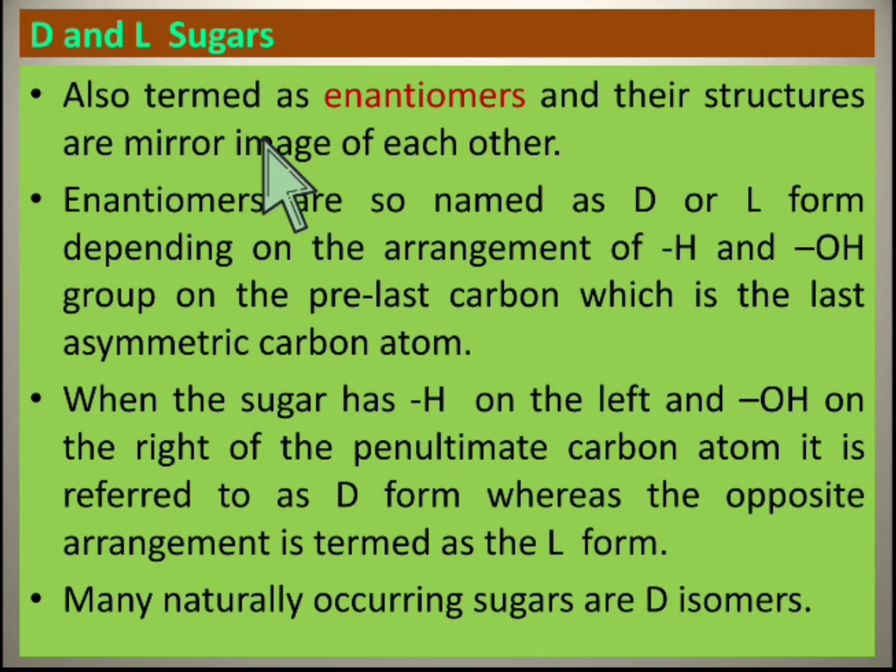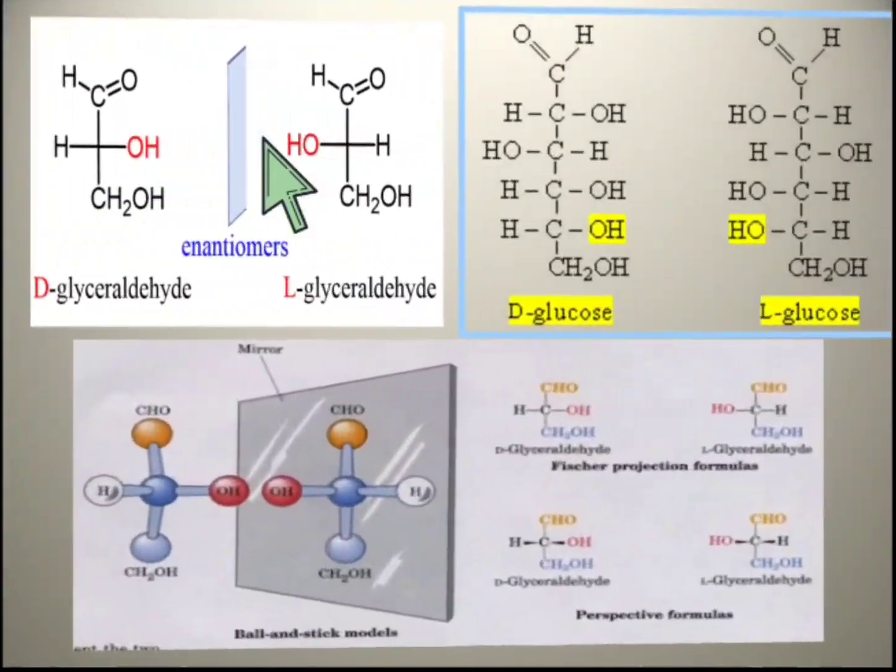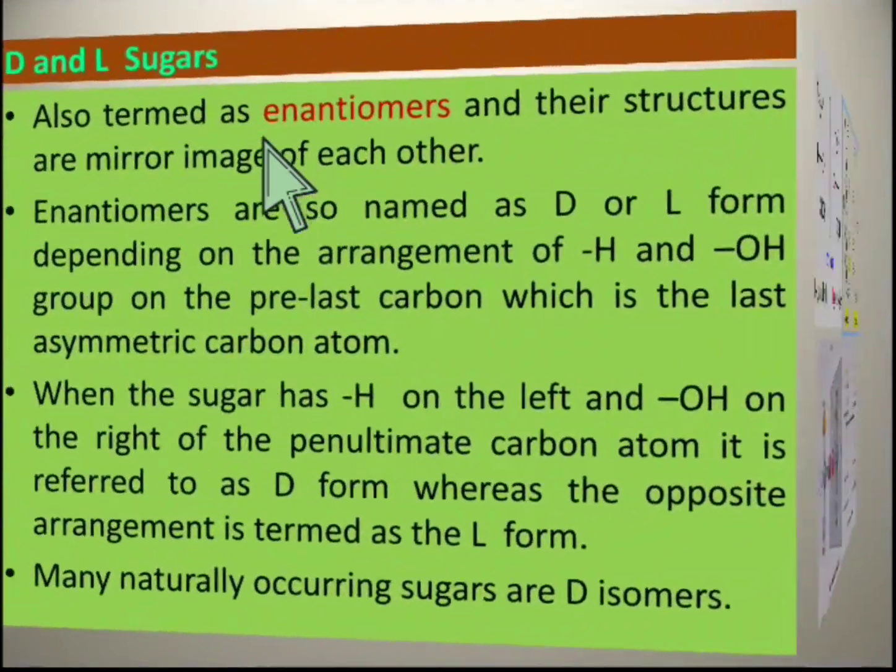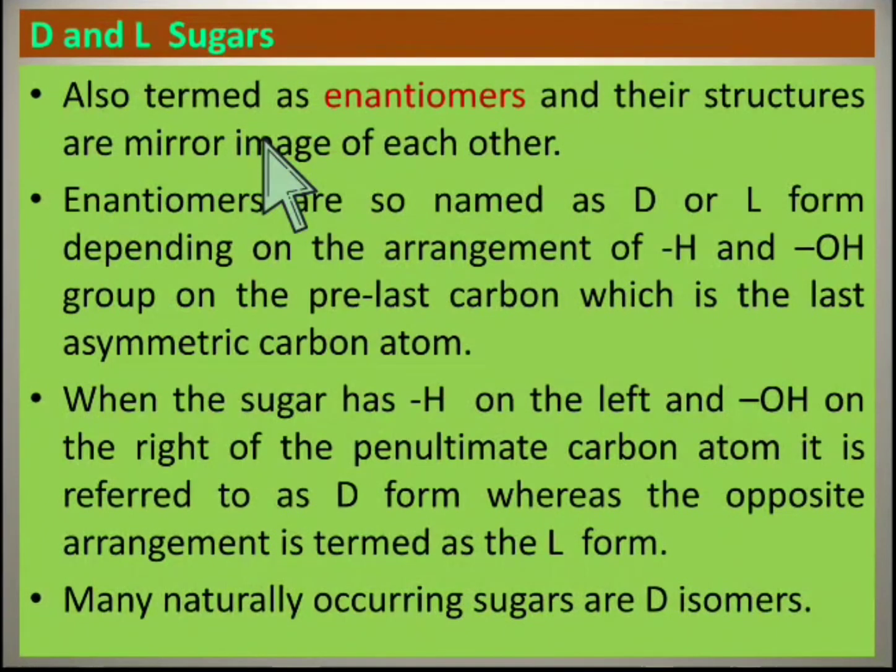So the next topic that we will discuss is on D and L sugars. Now, these D and L sugars, I had mentioned just now about the enantiomers. Enantiomers are simple substances which show optical isomerism, and they exist as two isomers known as enantiomers.